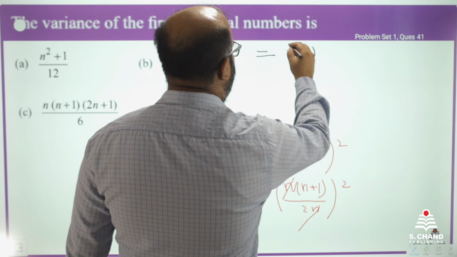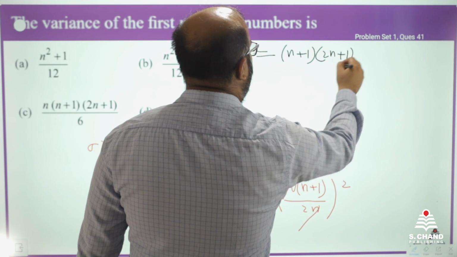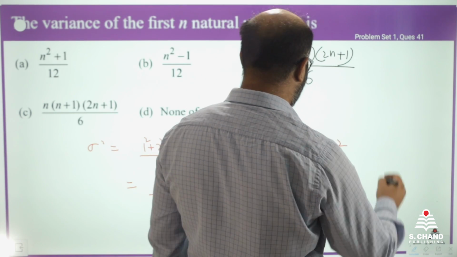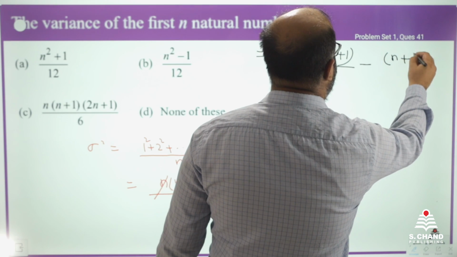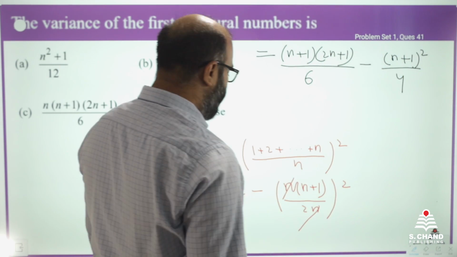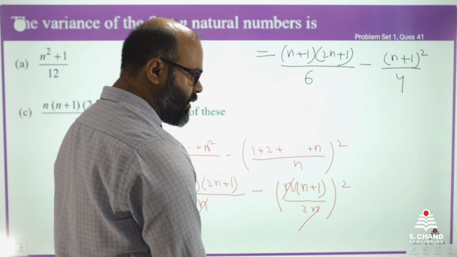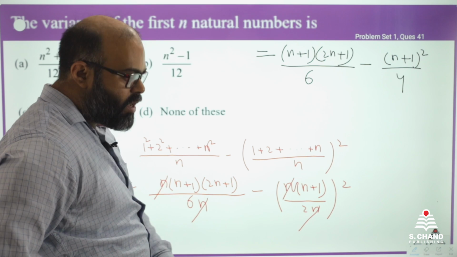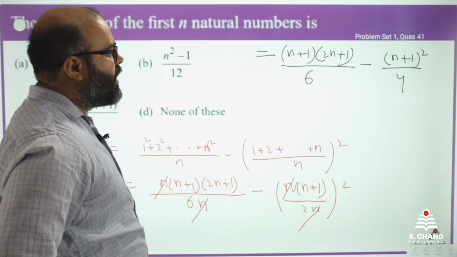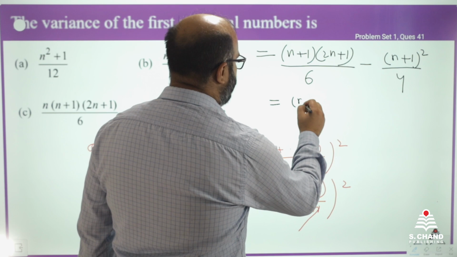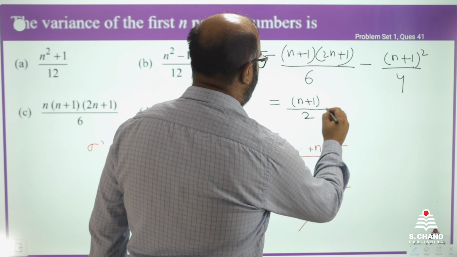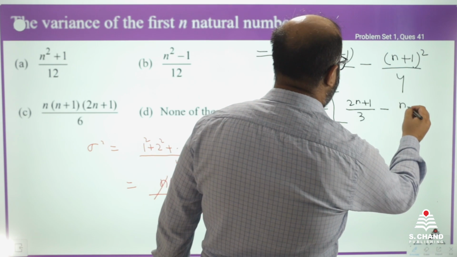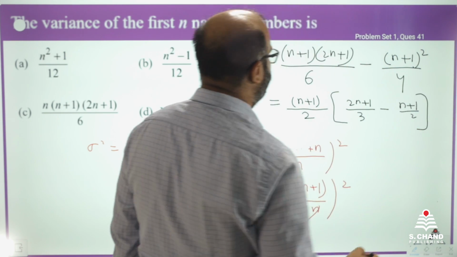In the next step, you will write it as n plus 1 into 2n plus 1 upon 6, and minus n plus 1 whole square by 4 you will get. Now take n plus 1 common from both of these terms, and the rest would be 2n plus 1 by 3 minus n plus 1 by 2, like this.